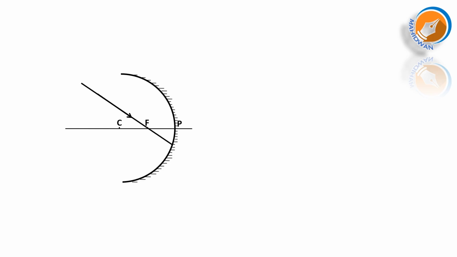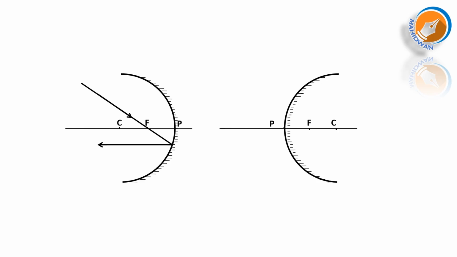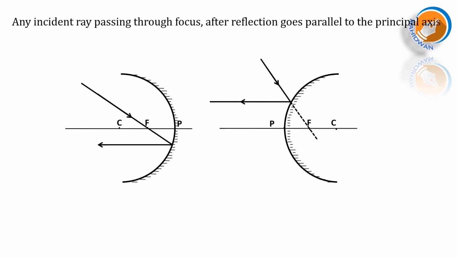Whatever rule number 1 we just saw, the first convenient ray, was parallel to the principal axis. In this case, it is the opposite of that. Any ray passing through the focus, after reflection, how will it go? It will go parallel to the principal axis. Similarly, in the case of a convex mirror, any ray passing through focus, but here it cannot pass through the focus because the focus is inside the mirror. That is the reason we draw it as dotted. So any ray passing through the focus or appearing to pass through the focus, after reflection, will go parallel to the principal axis. So that is the rule: any incident ray passing through the focus, after reflection, goes parallel to the principal axis.